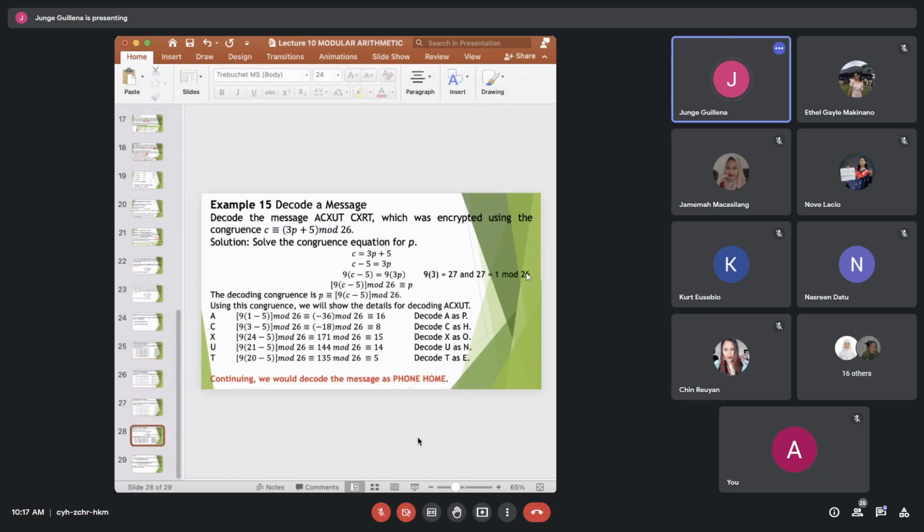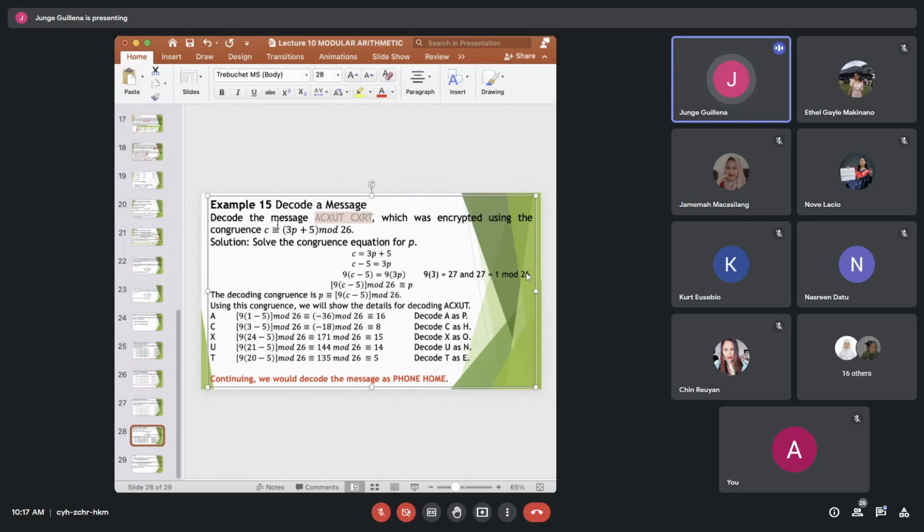And the last example, you decode a message. In this case, we will apply the idea of multiplicative inverse. Why? Because it will not coincide directly with the given congruence equation. So for example, you are going to decode the message ACXUT CXRT. Decode means from ciphertext to plain text, so at the end it must be readable. But the problem is the given congruence equation is solving for C, the ciphertext. Once you decode, you are really finding P, the plain text.